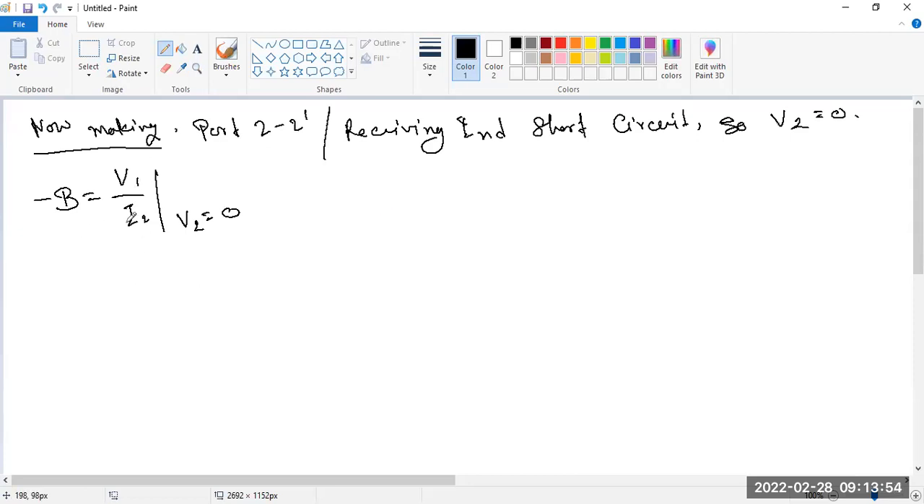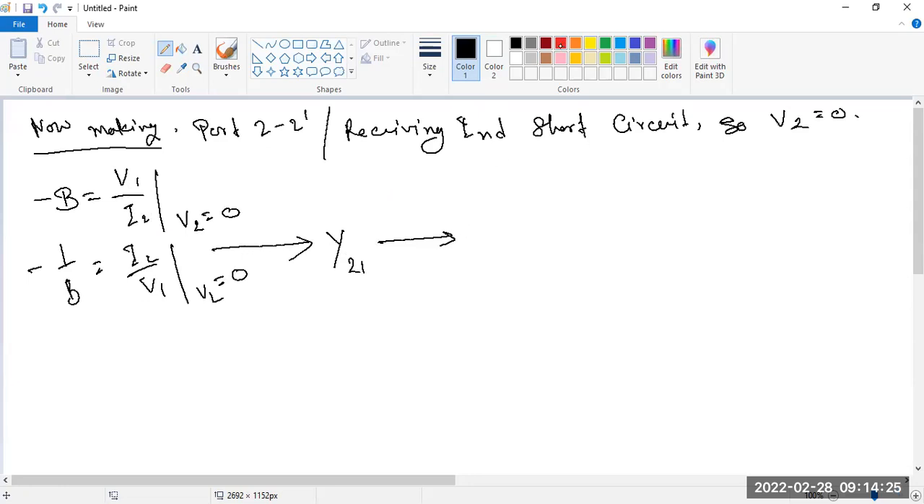And similarly, look, V by I. If I change this minus 1 by B, then we get I2 by V1, because this is the input and this is the output portion. So that is called admittance. That is Y21, and that is called short circuit transfer admittance.